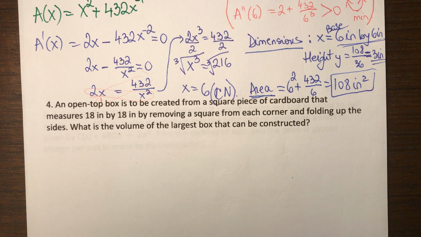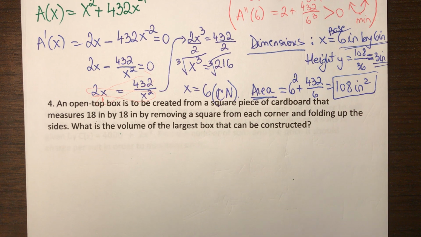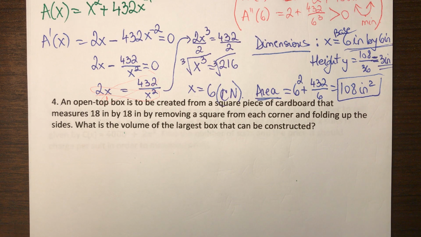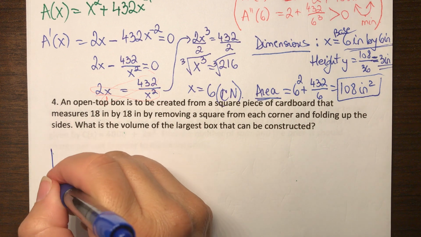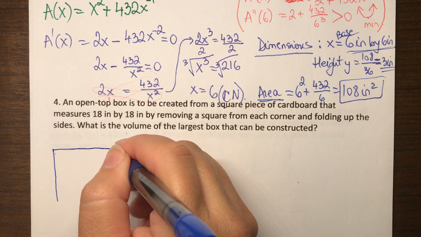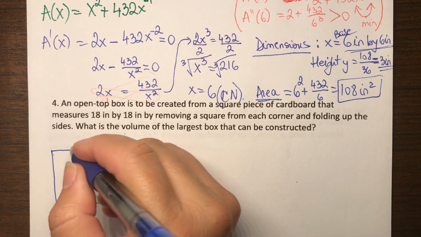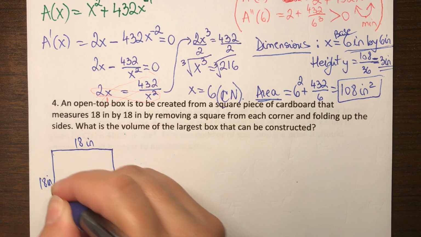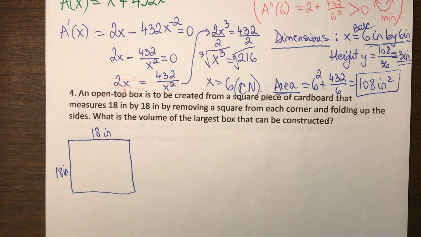Okay. So maybe one more, and then we'll take a break. We'll finish the section on our last video. It says, an open top box is to be created from a square piece of cardboard that measures 18 inches by 18 inches. Square piece of cardboard. That's 18 by 18. So that's, by the way, how you can make a box.